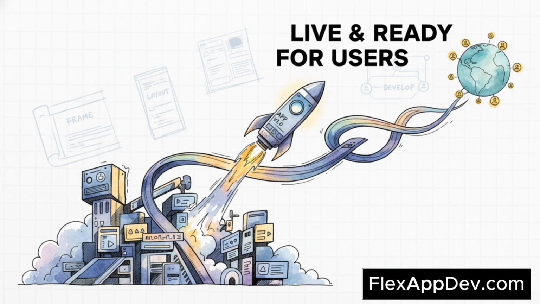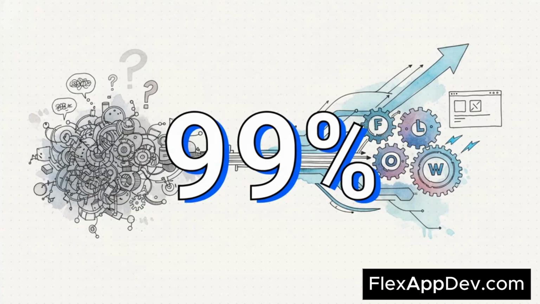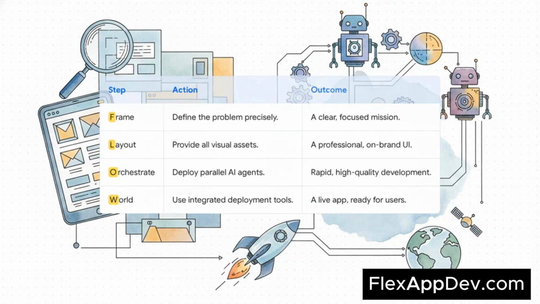What started as just an idea is now a real thing that people can use, all thanks to this seamless, connected workflow. You see, following this simple 4-step flow framework, that's what separates the top 1% of people building with AI from everybody else. It's a system. And that system gets you professional results every single time. So let's just recap it one more time. FLOW. You frame the problem to get a focused mission. You define the layout to get a professional look. You orchestrate an AI team for super fast development, and you get it out to the world with push-button deployment.